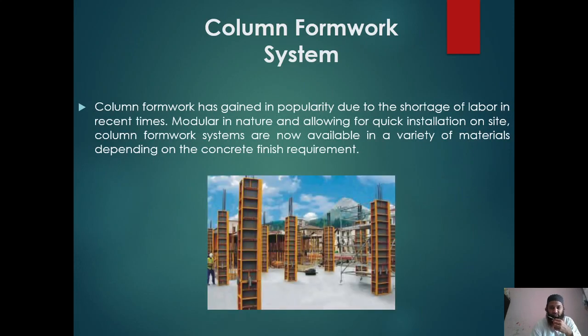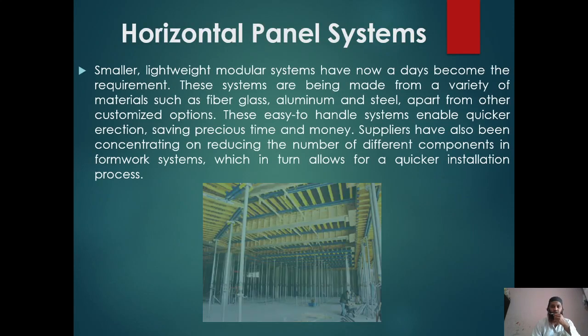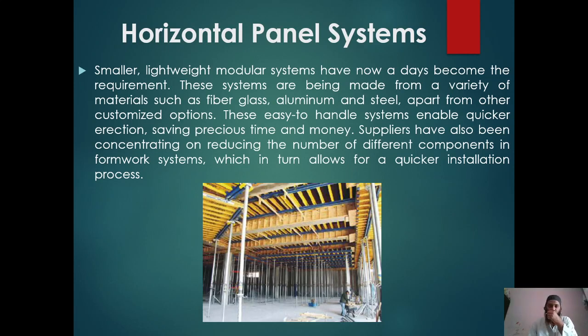So the column formwork system you have seen here. Let us see the horizontal panel system. In this horizontal panel system, you can see fiberglass is also used, aluminum and steel apart from other materials. They're easy to handle, enable quicker erection, saving precious time and money. Suppliers have also been concentrating on reducing the number of different components in the formwork system, which in turn allows for a quicker installation process. Basically, we want a quicker installation process wherein we can save time and the proper desired results are achieved.